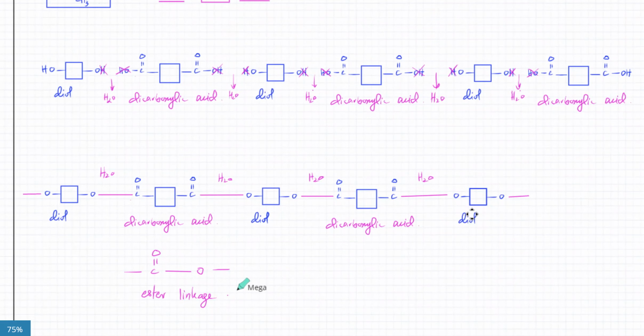They might ask you to draw just 3 repeat units. I just drew more of them. Remember what will happen. There's going to be a diol, then a dicarboxylic acid. A diol, then a dicarboxylic acid. Then a diol, then a dicarboxylic acid.